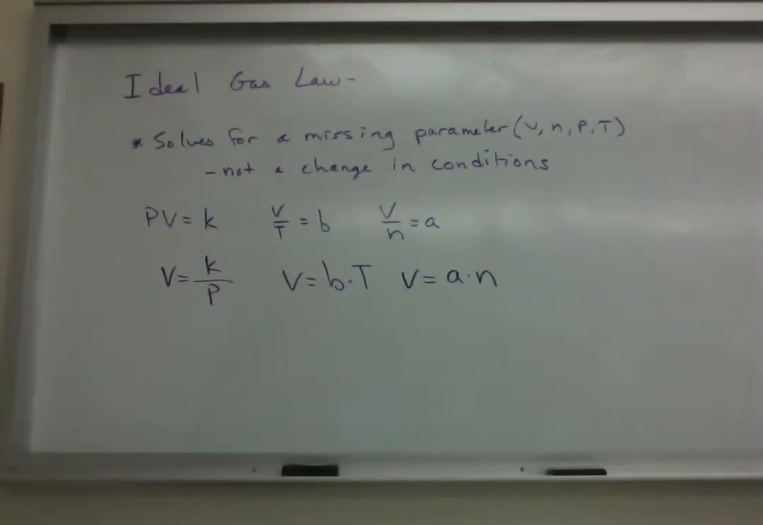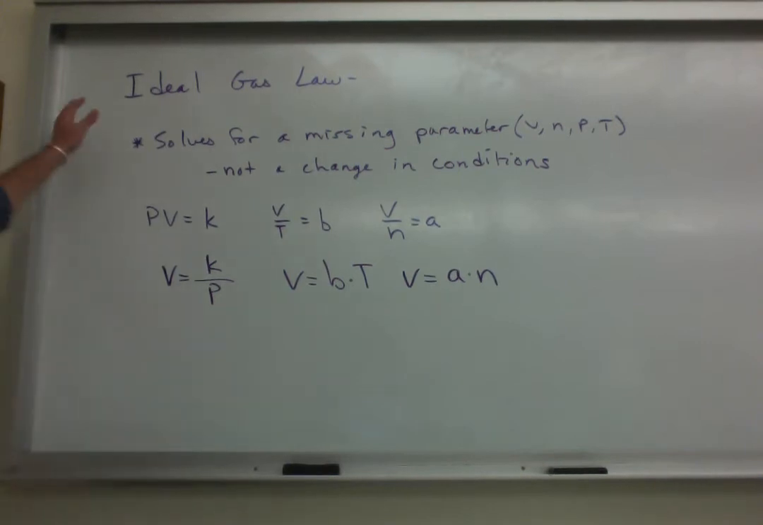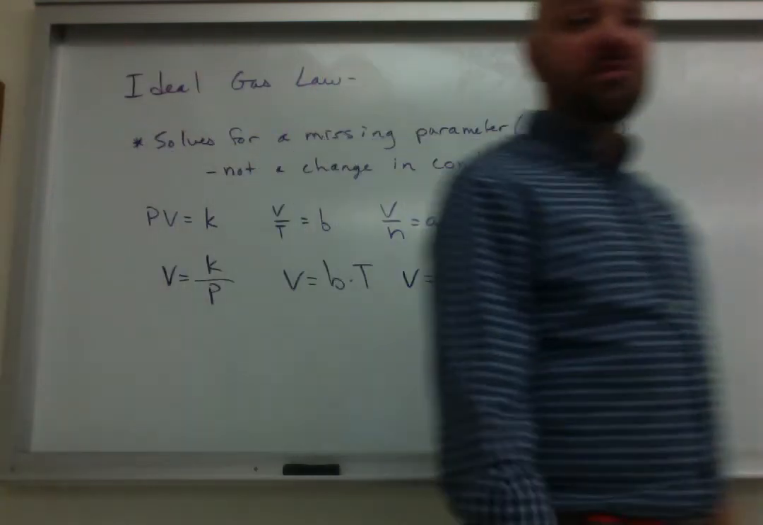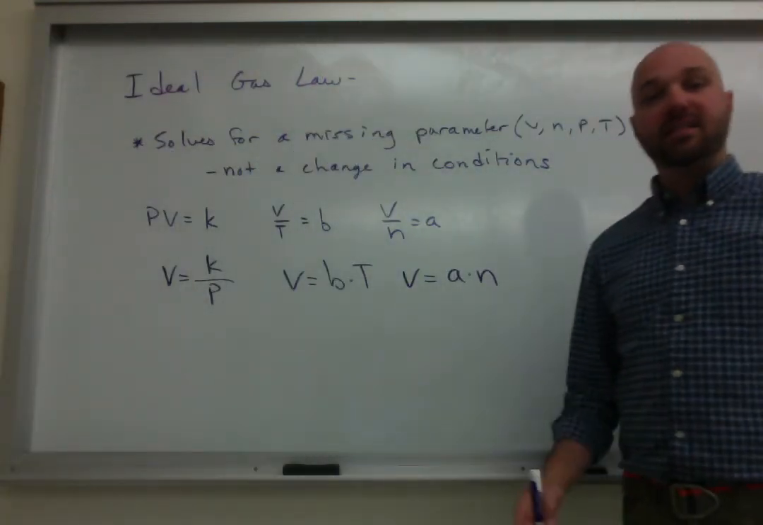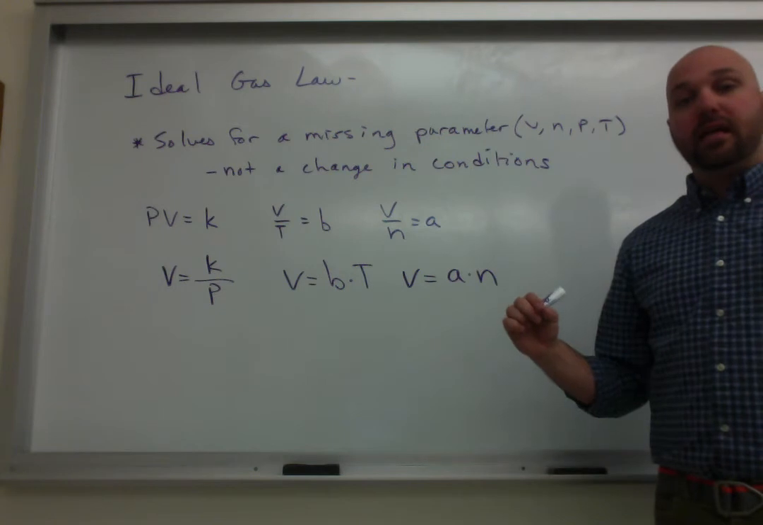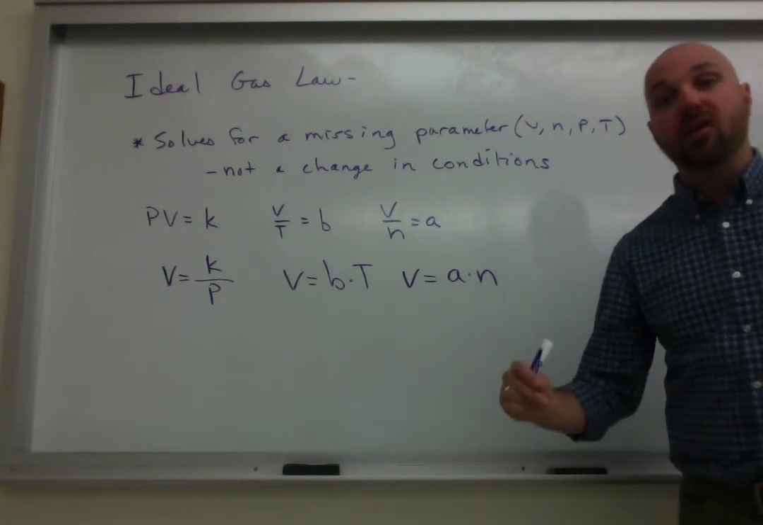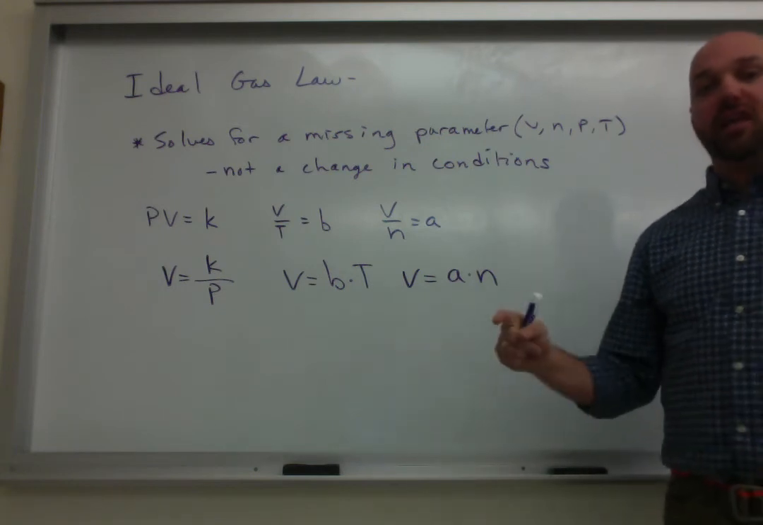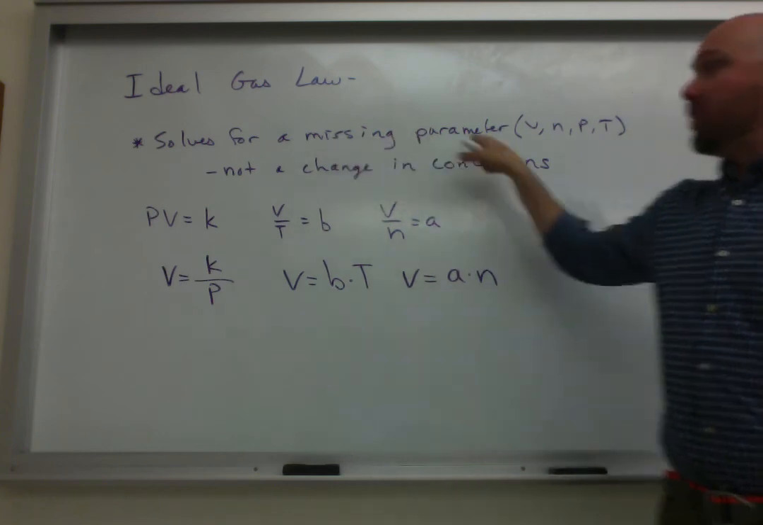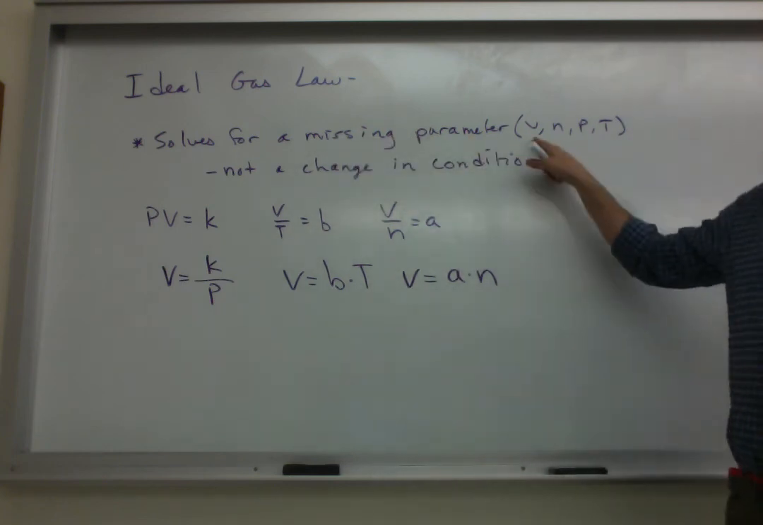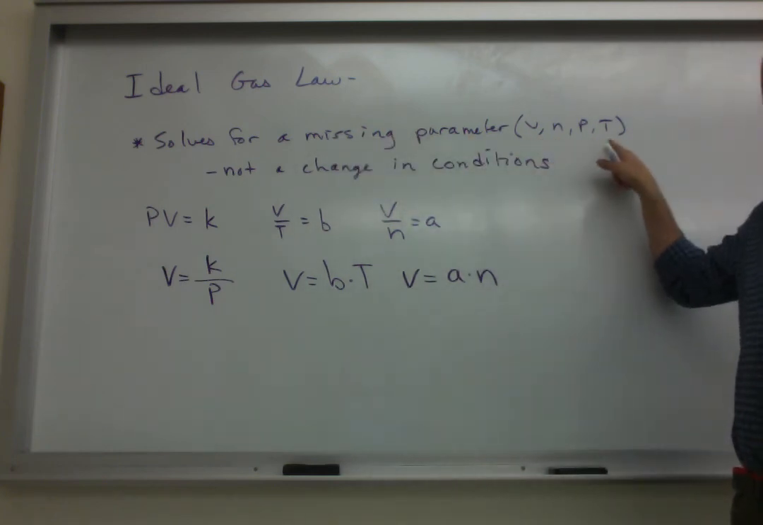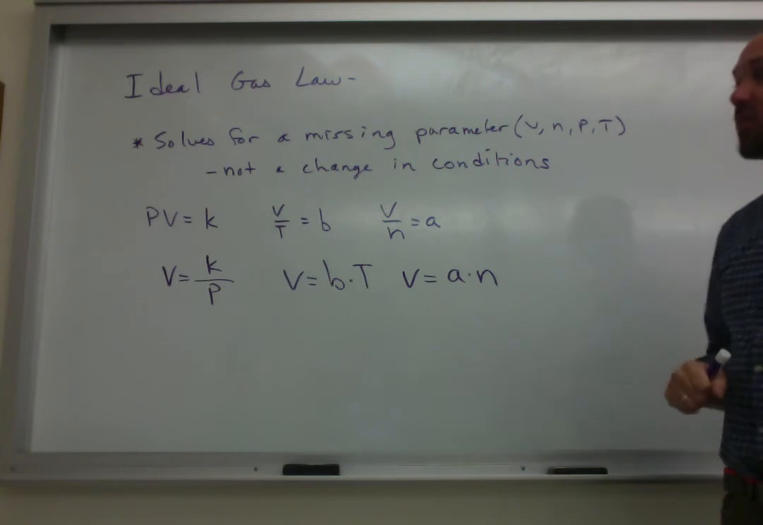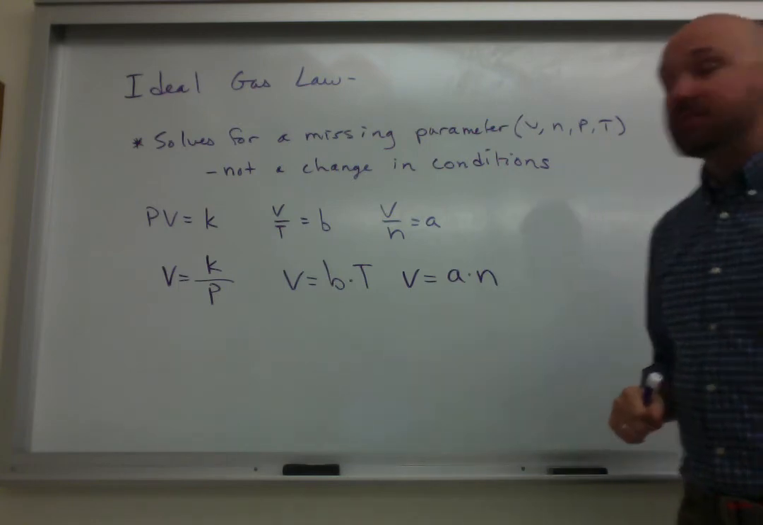Last one. Ideal gas law. All right. The difference of ideal gas law with what we've been discussing so far is that the ideal gas law solves for a parameter, not for a change in conditions. So we're solving for a missing parameter. We're going to be given 3 out of these 4 and solve for the unknown, the 4th.